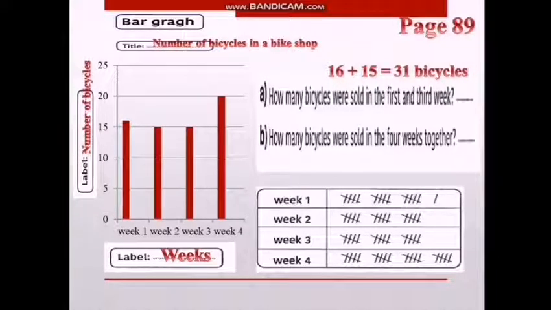Now B, how many bicycles were sold in the 4 weeks together? Here I will add week 1 plus week 2 plus week 3 plus week 4, so 16 plus 15 plus 15 plus 20. The answer will be 66 because 15 and 15 is 30, 30 and 20 is 50, and 16 makes 66. Or you can add the ones together, 6 plus 5 plus 5 plus 0, then 1 plus 1 plus 5 plus 2, and we carry 1.